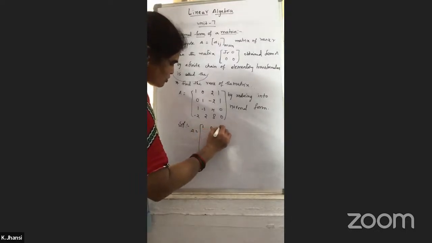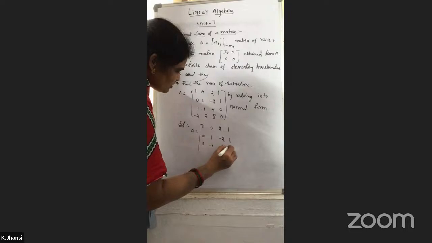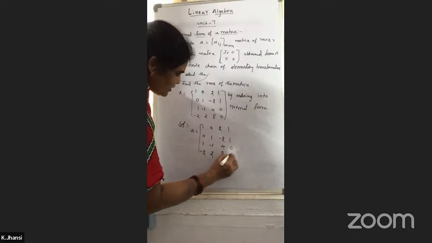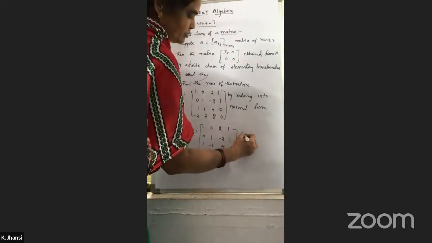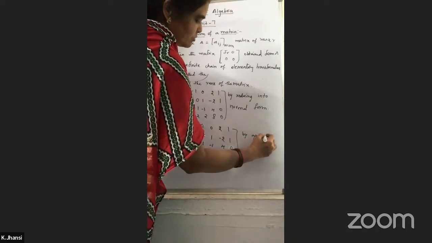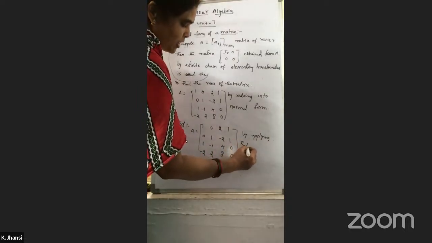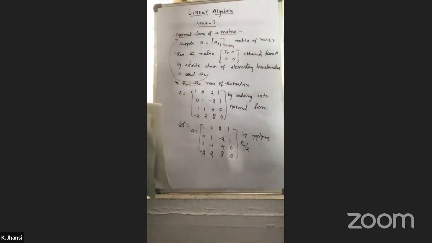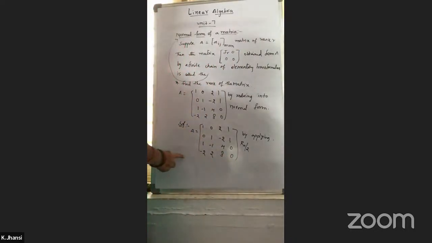So take here 1, 0, 2, 1, 0, 1, minus 2, 1, 1, minus 1, 4, 0, minus 2, 2, 8, 0. So this is the given matrix. By applying, first, R4, you divide it by 2. When you divide that by 2, you will get minus 1, 1, and here 4. And R3 and R4 both are the same. So you can do the subtraction of those two. Then the fourth row, all the elements, will become 0.